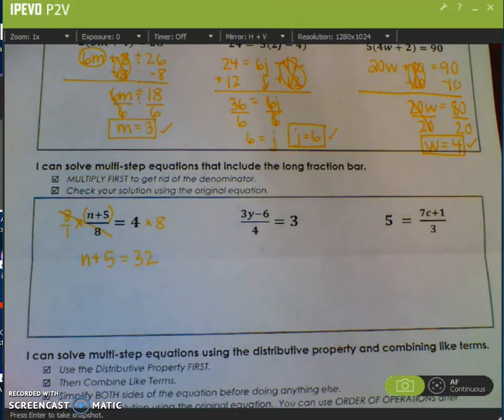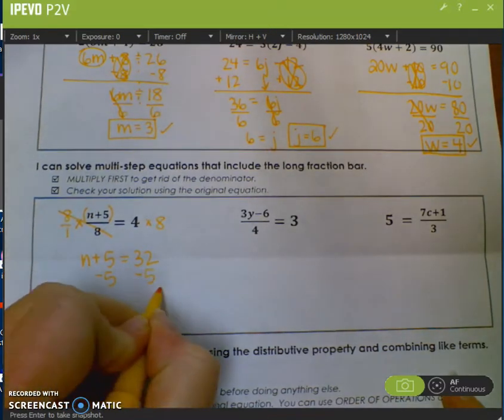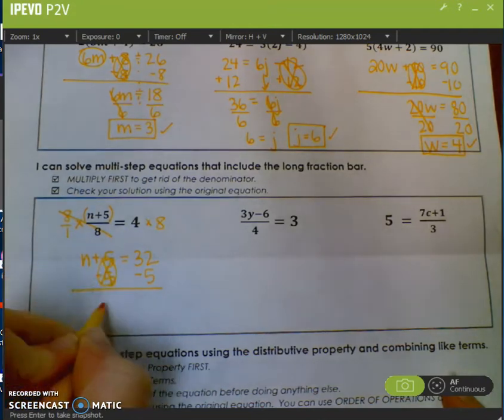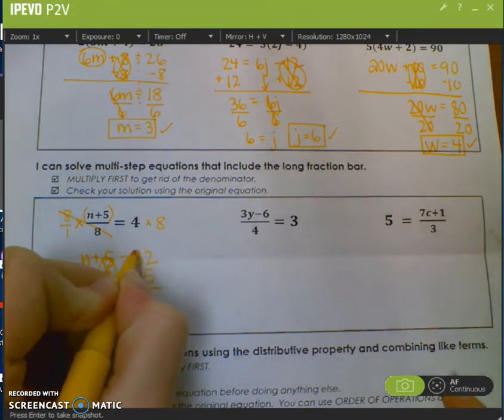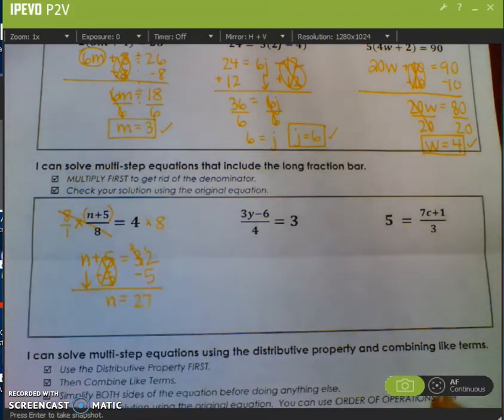Now it's just like solving a one-step equation. The inverse of adding 5 is subtracting 5. If I do it to one side, I have to do it to the other. 5 minus 5 is 0, so those cancel out, and I can bring down my n. n equals 32 minus 5, which is 27.